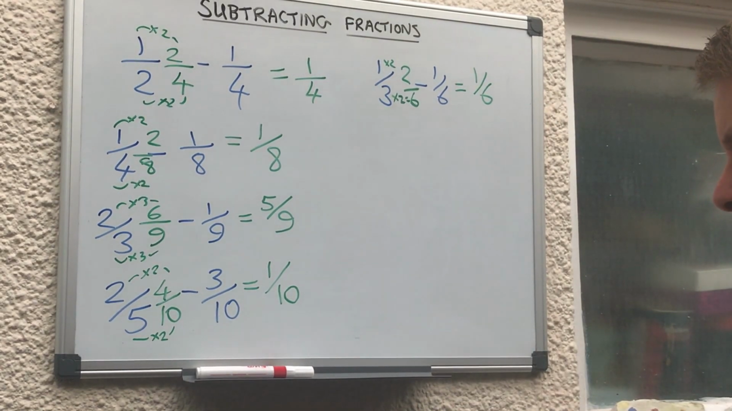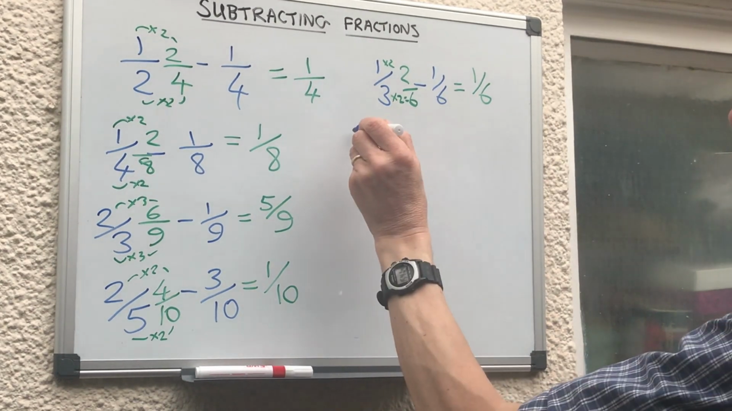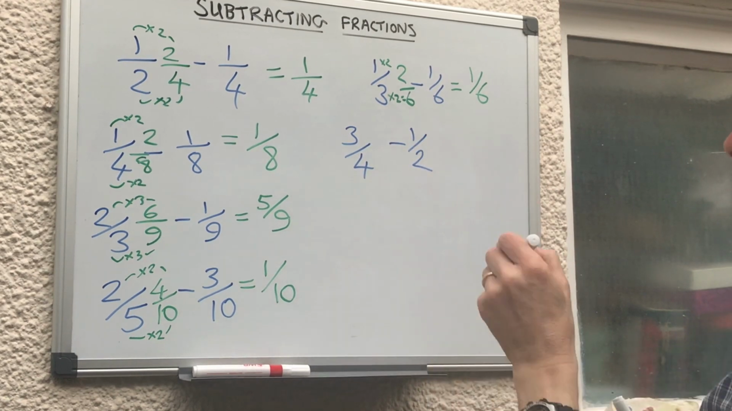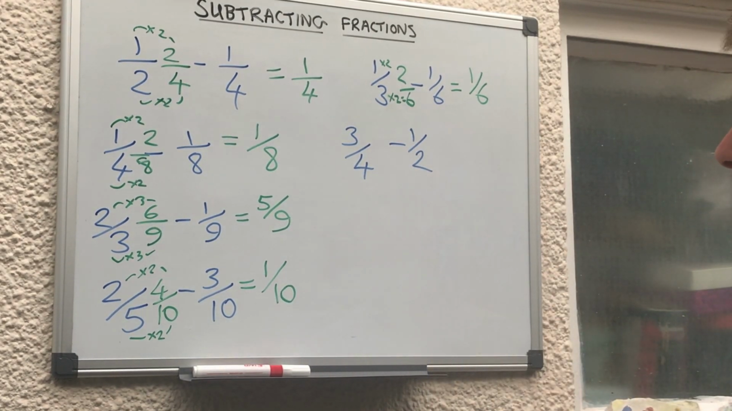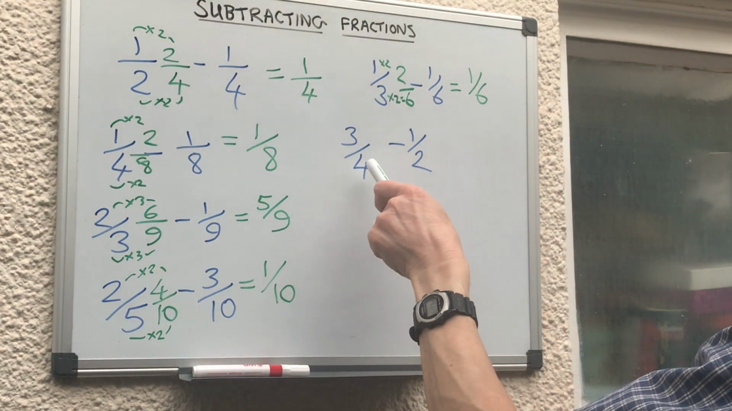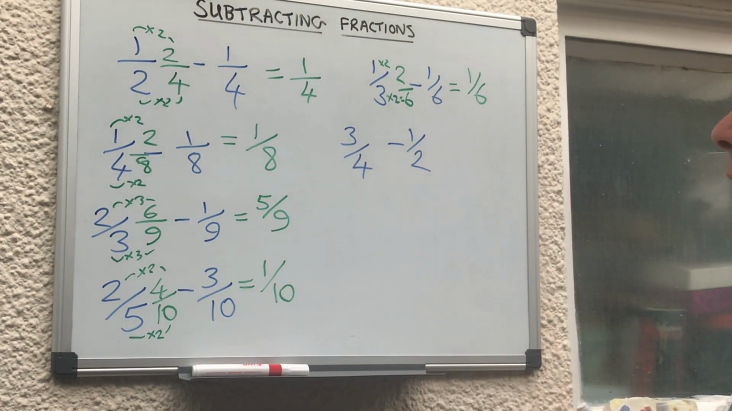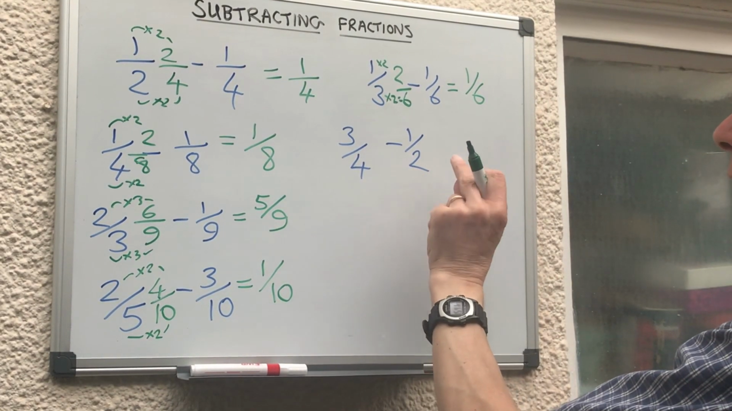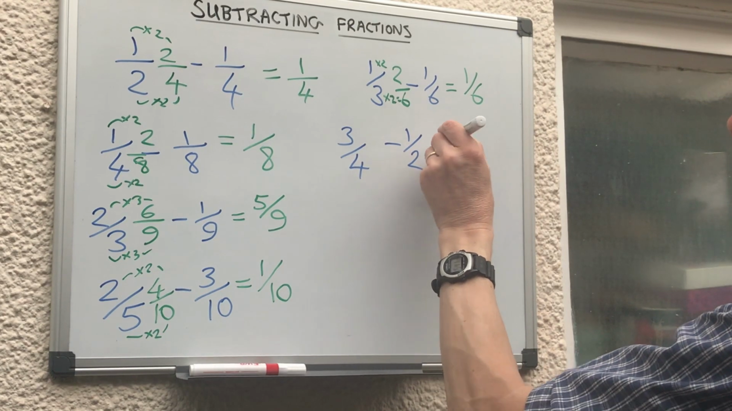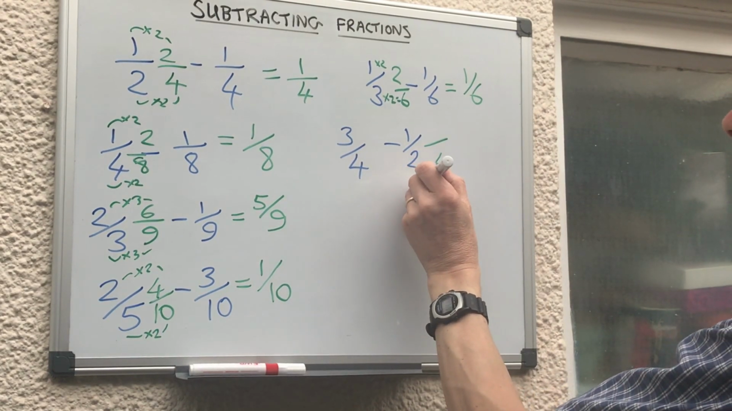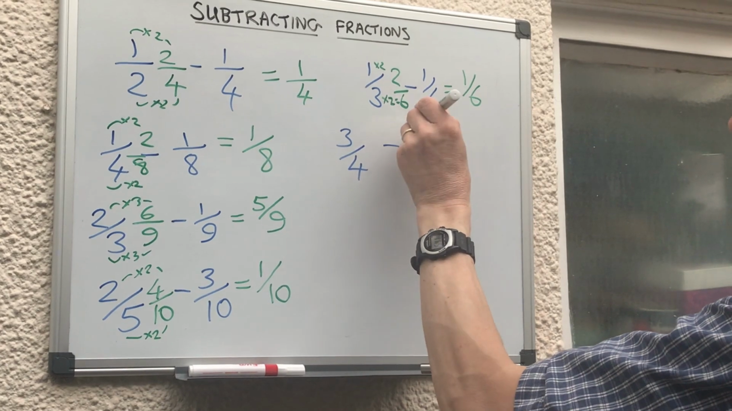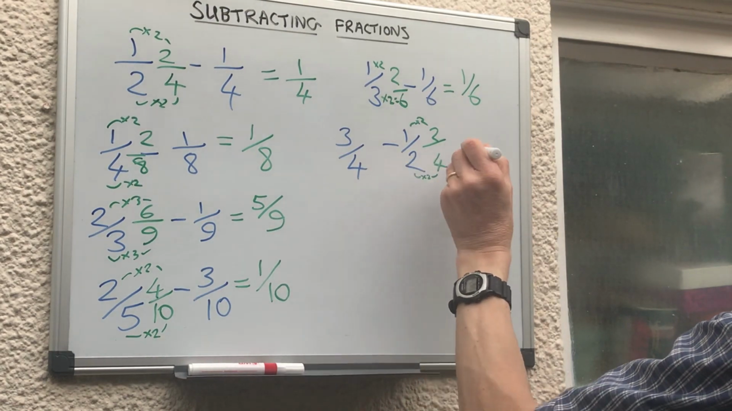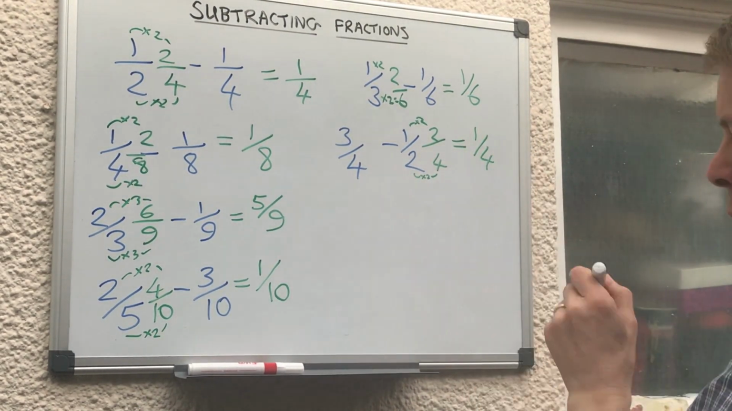Okay, for our next question, we're going to do 3/4 take away 1/2. So we can't do 3 take away 1 and 4 take away 2. So what we need to do is, this time, a half is bigger than a quarter, so we're changing this one. So put a quarter there, or put a 4 there. We've times by 2, so we're going to times that one by 2. So 1 times 2 is 2. So we've got 3/4 take away 2/4 equals 1/4.